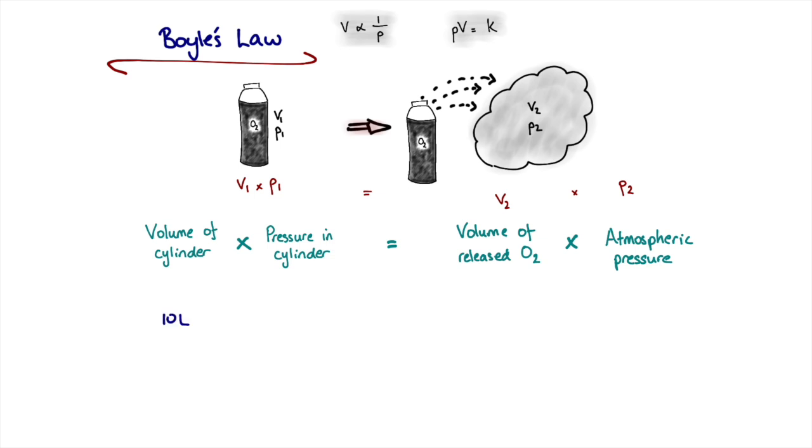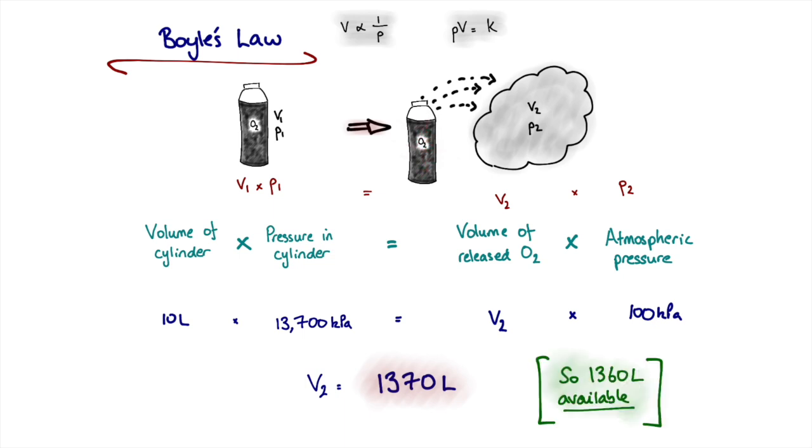Let's assume the volume of the cylinder is 10 litres. Full cylinders within the UK are filled to a pressure of 13,700 kilopascals. The volume of released oxygen is the number we're trying to work out, so we'll keep that as V2. And atmospheric pressure is approximately 100 kilopascals. So if we rearrange that equation and solve it for V2, it gives us a volume of oxygen at atmospheric pressure of 1,370 litres. And just also remember that 10 litres of that will remain within the cylinder, and so your volume of available oxygen is 1,360 litres.